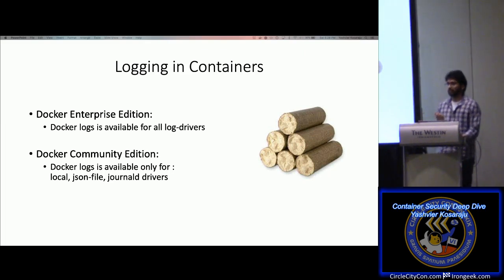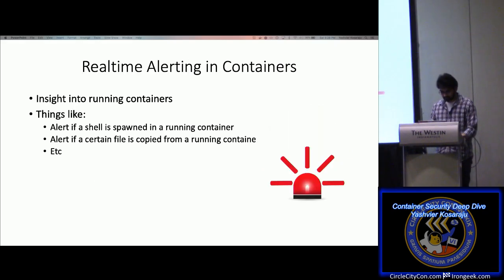One small differentiator between Docker Enterprise and Docker Community, which relates to logging, is there is a Docker logs command in the CLI using which you can get logs from a container. But that command is only available for a few driver types if you're using the Community Edition, but if you're on the Enterprise Edition, it'll work for all different driver types.